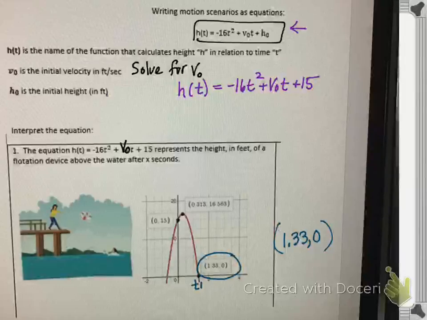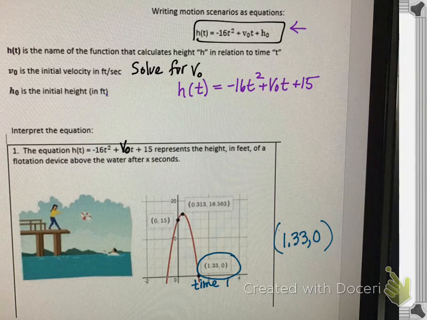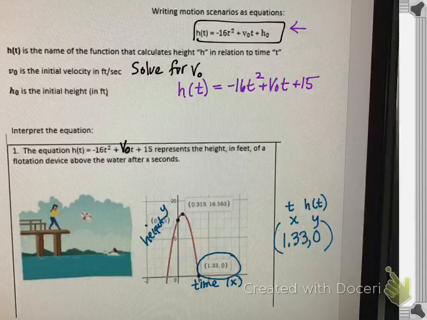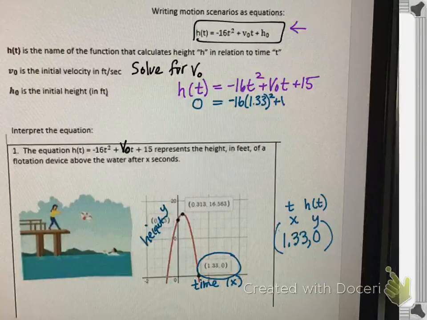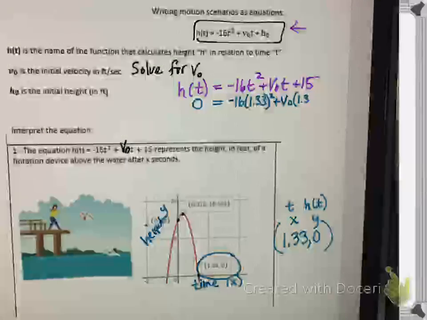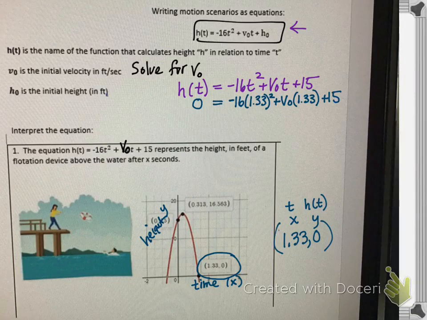So again, this represents time, right? That's your x-axis. And this represents the height. So that's your y-axis. So this is really your x and this is your y. Or in this scenario, this is your time and this is the height in relation to time. So essentially you're plugging in 1.33 for t and 0 for h of t. So 0 equals negative 16 times 1.33 squared plus v sub 0 times 1.33 plus 15.